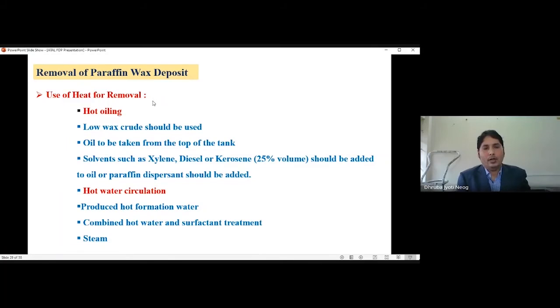The use of heat is another method to remove paraffin, as you have seen in the application of coil tubing operations. In coil tubing operations, hot oil, hot water or steam is injected through the coil tubing into the inside of the tubing. This raises the temperature of the well, and as a result it melts the deposits and they can be removed from inside of the well.